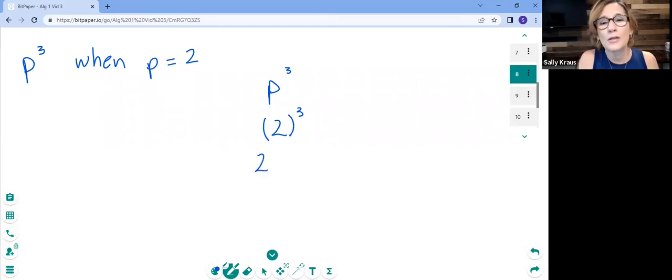So when you do that, 2 times 2 times 2, you know your answer is 8. We evaluated the expression when p equals 2.